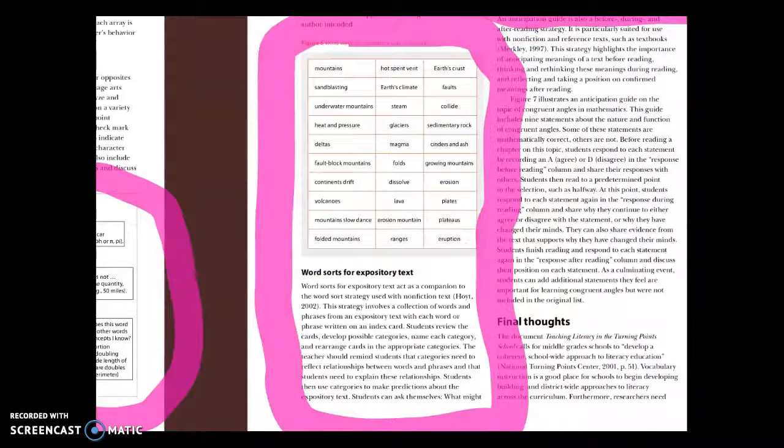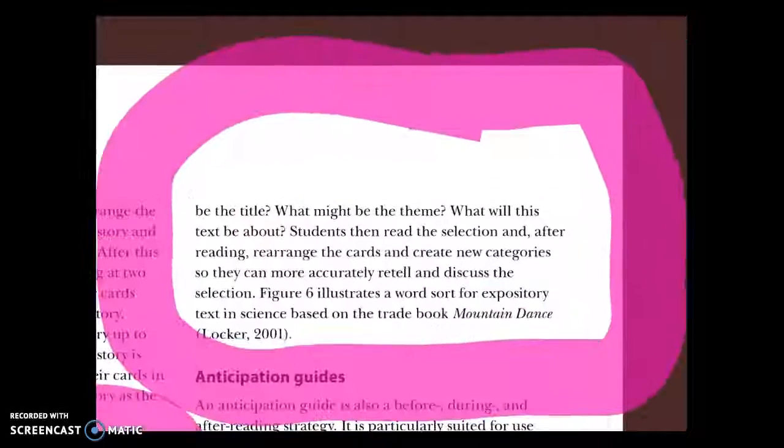Another strategy that I liked was word sorts for expository text. Word sorts are interesting because the students actually create these themselves. They can make their own note cards where they arrange the words in categories, and as they read, they can rearrange the words into even more specific categories. They can ask themselves what might be the theme while looking at the words prior to reading the text. What will this text be about? And then after the students read the selection, they rearrange the cards, like I said, and create new categories so that they can more accurately retell and discuss the selection.